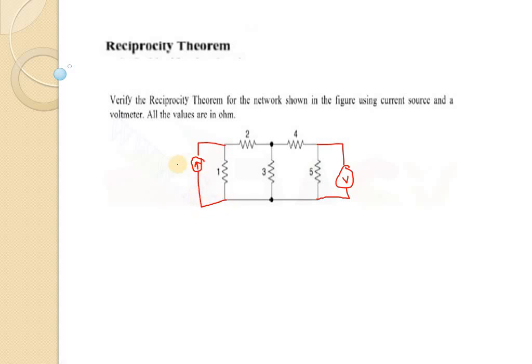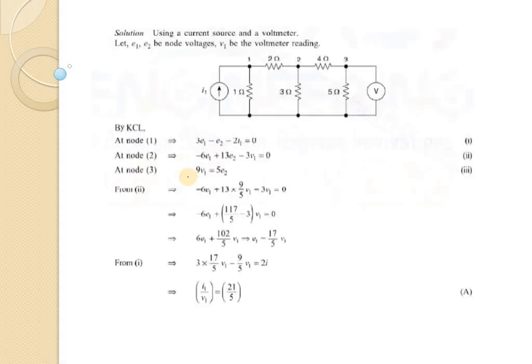Now we have to see that when we interchange the positions of the current source and the voltmeter, we get the same amount of current. So this is the circuit. Using the current source and the voltmeter, we have to prove this.